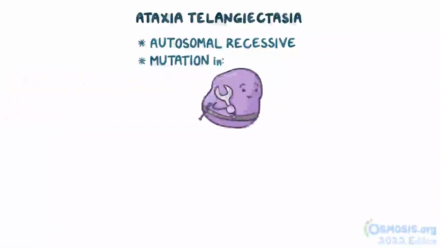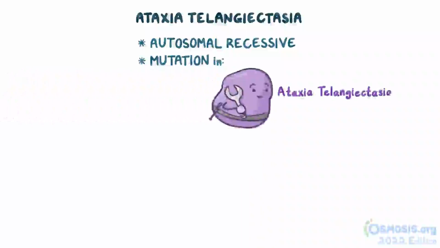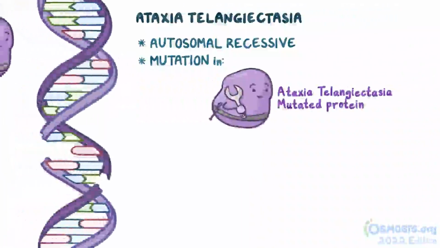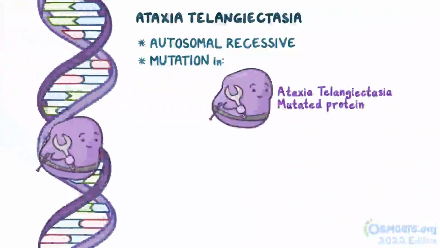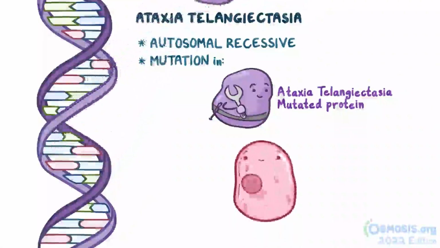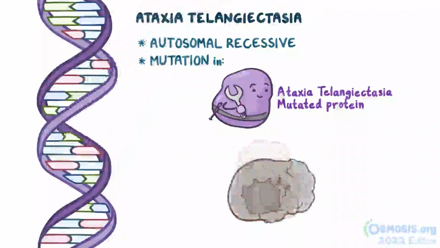Ataxia telangiectasia is an autosomal recessive disease caused by a mutation in the so-called ataxia telangiectasia mutated protein, or ATM protein, which normally fixes damaged DNA. This causes cells throughout the body to accumulate mutations and die.